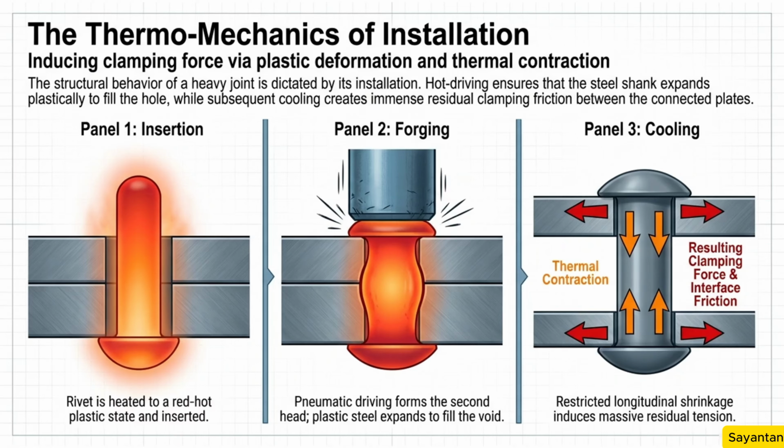Panel 3 shows the final cooling phase, where the rivet attempts to contract longitudinally as its temperature drops. Because the formed heads restrain this axial contraction against the rigid structural plates, massive residual longitudinal tension is induced in the shank. This internal tension pulls the plates tightly together, generating substantial normal force and interface friction that governs the shear load transfer capacity of the joint under initial loading conditions.